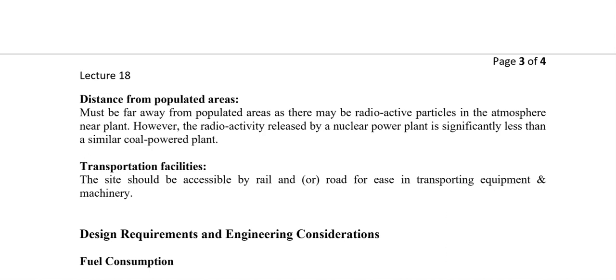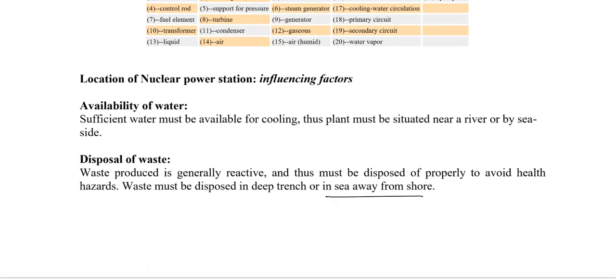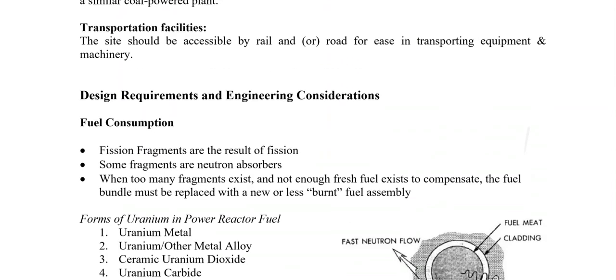However, the radioactivity released by a nuclear power plant is much less than that of a coal power plant. Unless there is a disaster, the radioactivity, waste or pollution from a nuclear power plant is much less than the pollution from coal power plants. Transportation facility: the site must be accessible by rail or road to ease transportation of equipment and machinery. So that's a little bit of the influencing factors needed for the installation of a nuclear power plant or nuclear power station.